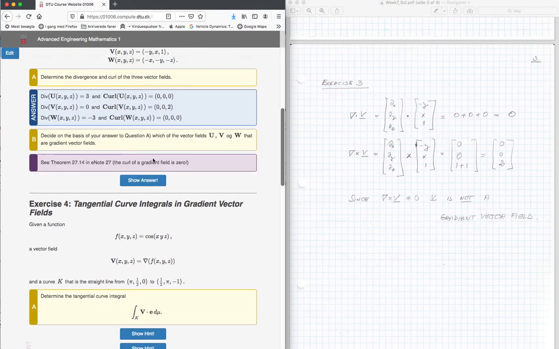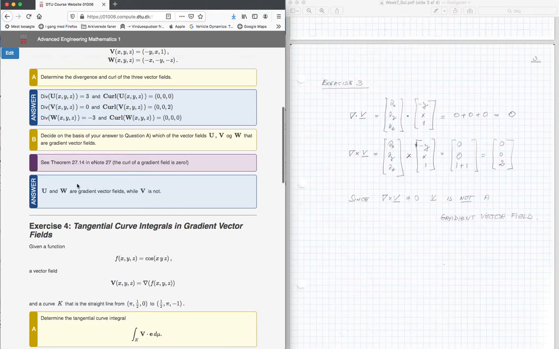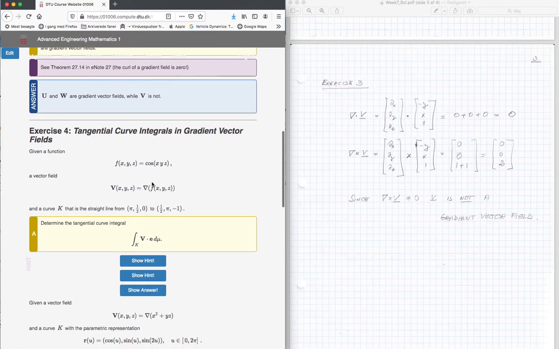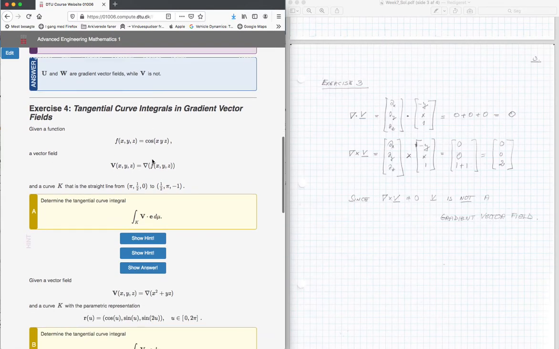Let's see. Yeah, and this is the curl of the gradient field, which is 0. And you see that E and V are gradient vector fields, but V is not. Now exercise 4.